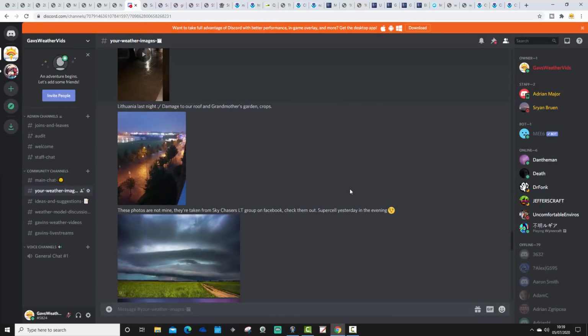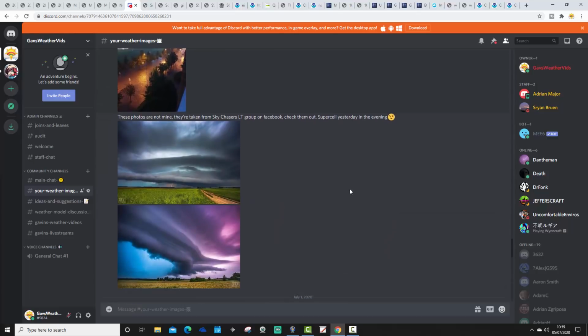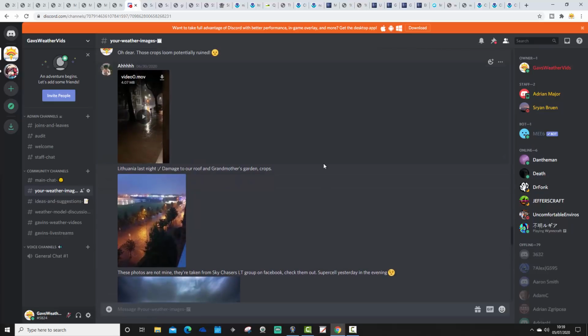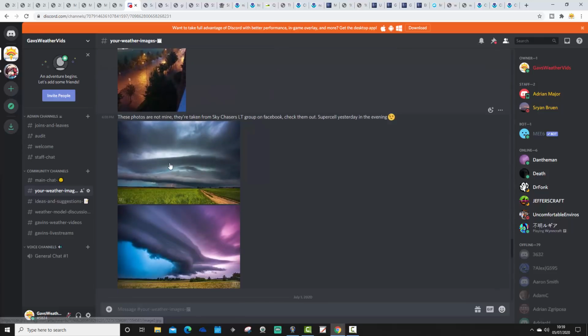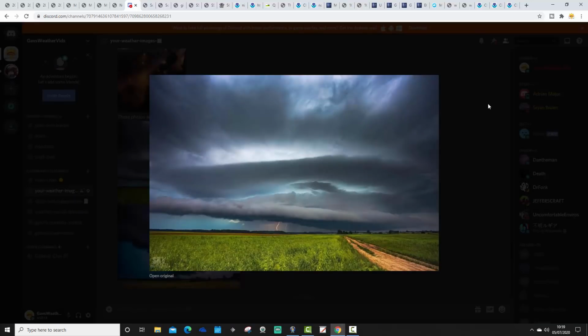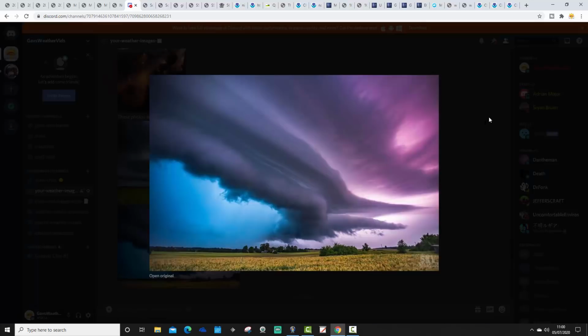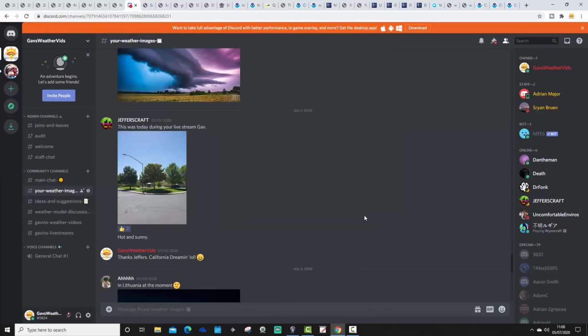Video there from Lithuania again. These ones are from Storm Chasers LT group on Facebook, showing a supercell. Not sure where they are, perhaps again in Lithuania. So really big storm there, really big capture there from a Facebook group.